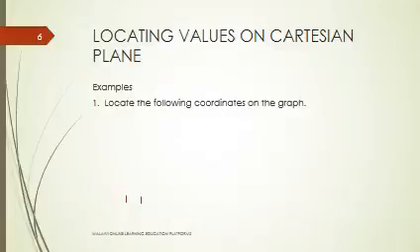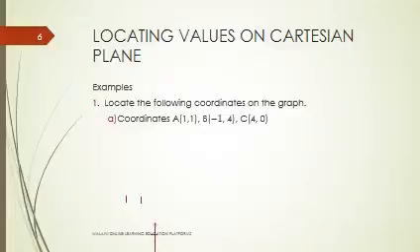Locate the following coordinates on the graph. We have point A, which has 1 for x and 1 for y. You have point B, -1 for x and 4 for y, and you also have point C, which has x equal to 4 and y equal to 0. Remember, the coordinates are represented in the form of x and y.